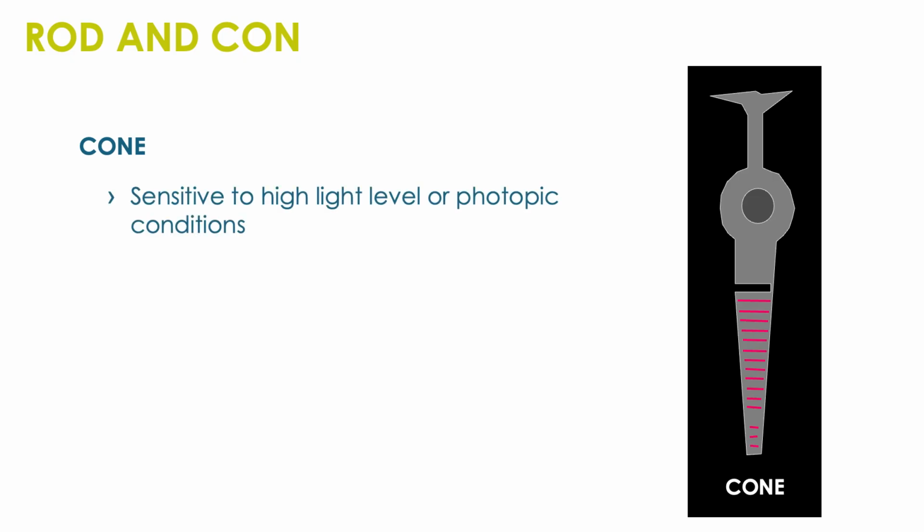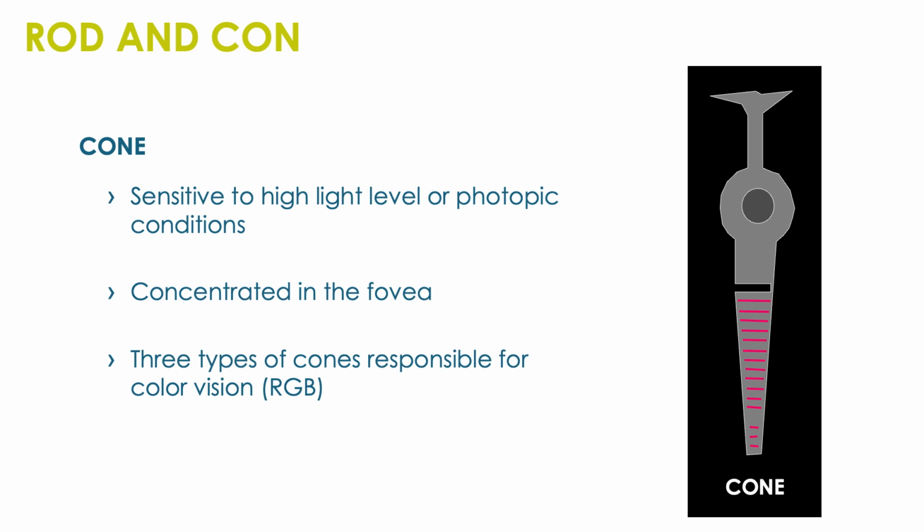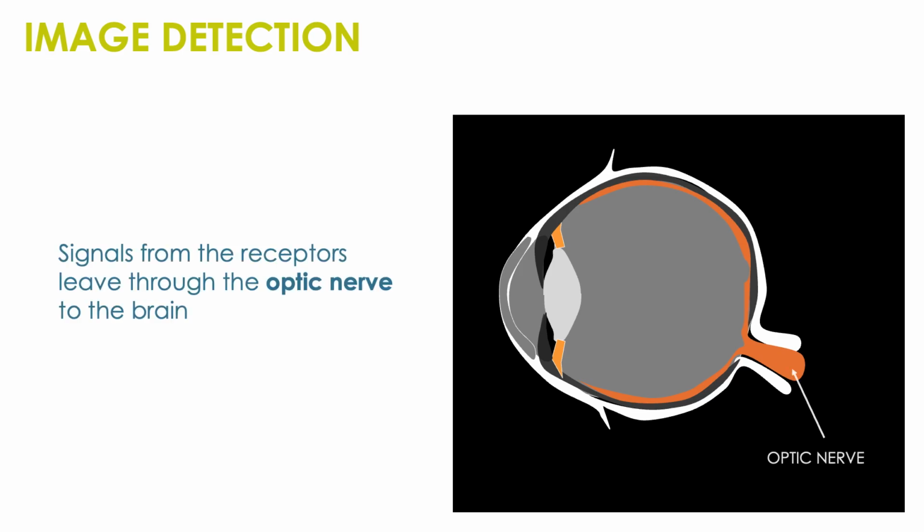On the other side, the cones are specialized for bright light conditions and color vision. They are devoted to detecting colors and function best in bright conditions. Cones are concentrated in the fovea, that is the central part of the retina. There are 3 types of cones, each sensitive to a specific range of wavelengths: S for blue, M for green, and L for red. Together, they enable full color vision. Signals from these receptors are transmitted to the brain via the optic nerve.